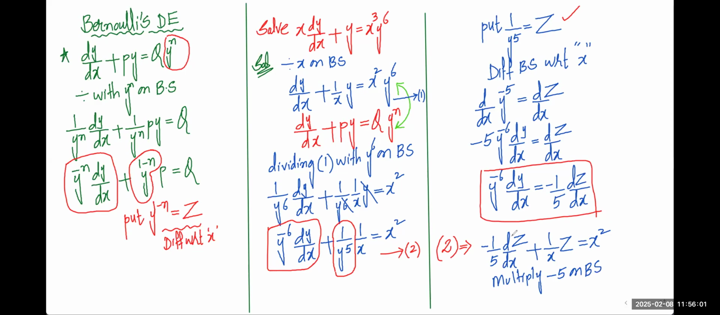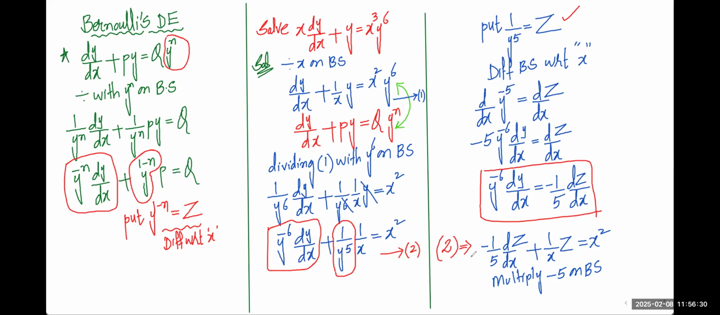Sir, could you repeat that step again, sir? मुझे समझ में नहीं आया. This one? Yes, sir. वो इक्वेशन 2 से लेके, एक बार फिर से बोलिए. यहाँ तक समझ में आ गया? ये बॉक्स तक आपको समझ में आ गया ना? अब ये y पावर -6 dy by dx की वैल्यू कितनी है? -1 by 5 dz by dx है ना? Yes sir. इसको ये बॉक्स की प्लेस पे सब्स्टिट्यूट कर देंगे.